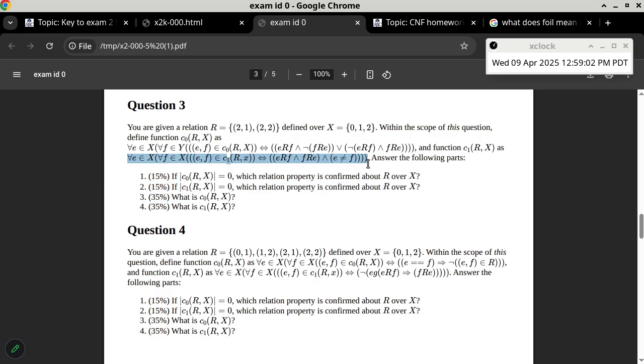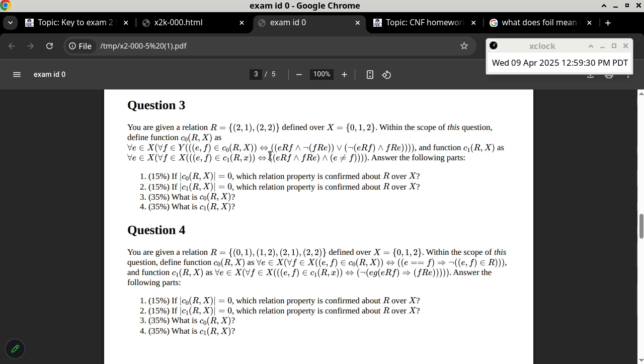Most of the definition of the functions is defined in this particular manner, using a quantified expression to say for every e in x, for every f in x, EF as a two tuple is an element of the return value of C1 of Rx if and only if blah blah blah blah. So the real part that you need to understand is what the blah blah blah is, which I will highlight so that we can focus on just that.